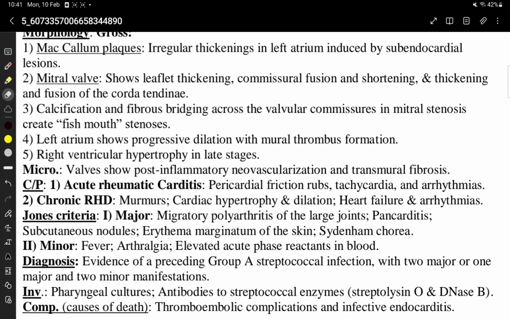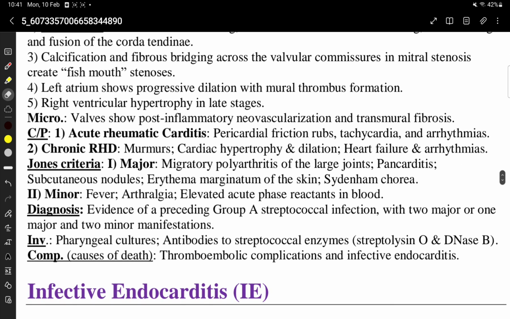Microscopy: valve with post-inflammatory neovascularization and transmural fibrosis. Clinical presentation: acute rheumatic carditis.